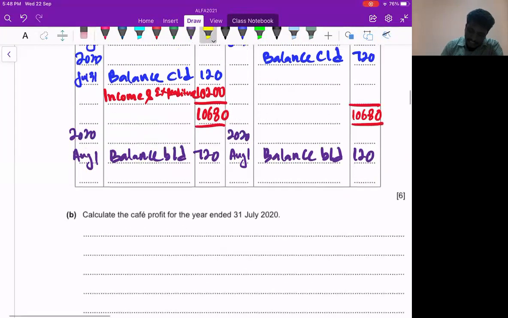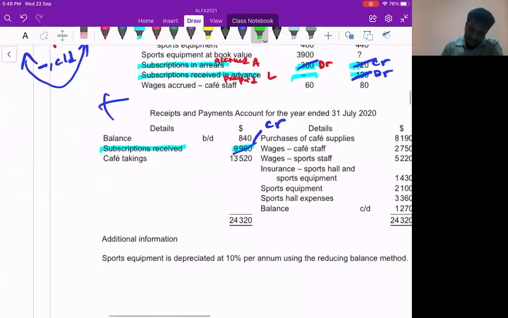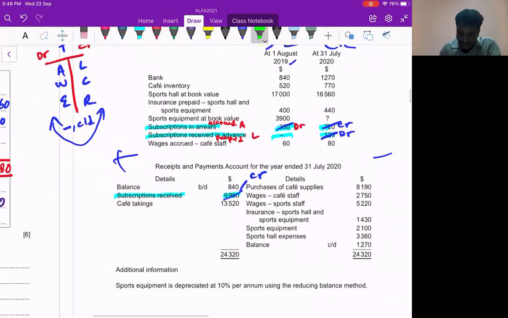Okay, next one, the question asked me to calculate cafe profit. If you ask me, the best way to calculate the cafe profit is to prepare the trading account. You can do some simple calculation, but sometimes you go wrong. The safest and fastest way is to prepare the trading account. So I'm going to highlight in green all the things that are related to the cafe.